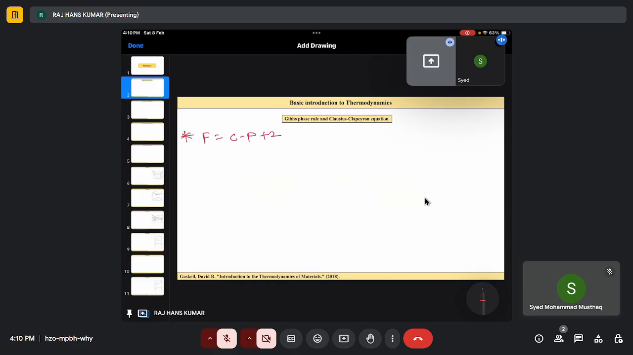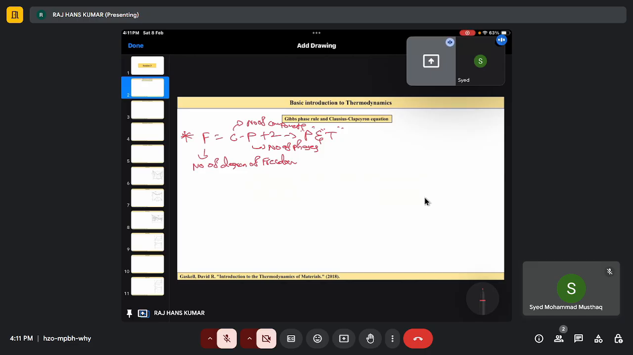We came from F equals number of degrees of freedom. C is for number of components. P is for number of phases. And 2 is for other variables, which are the pressure and temperature, right?